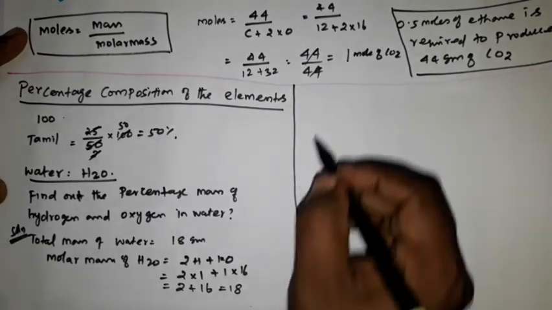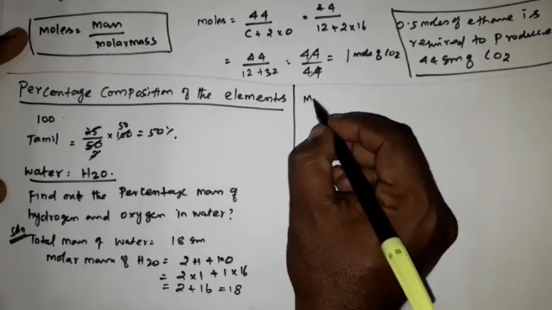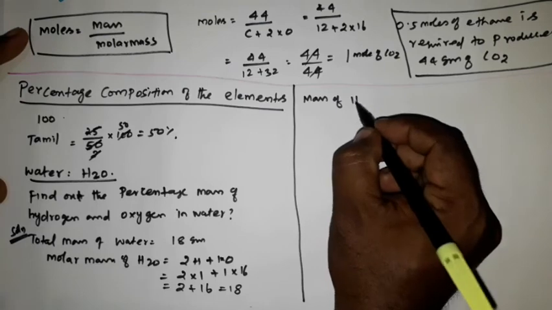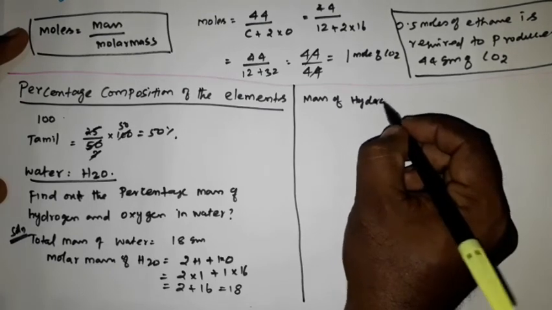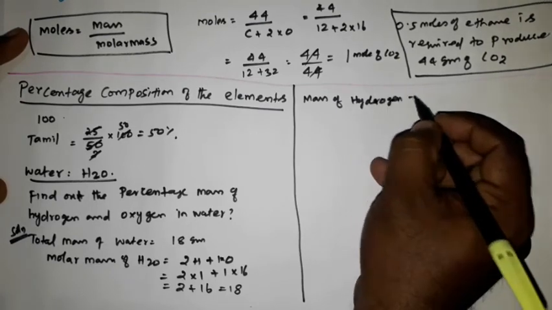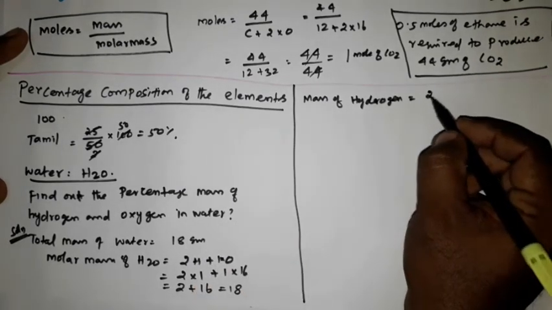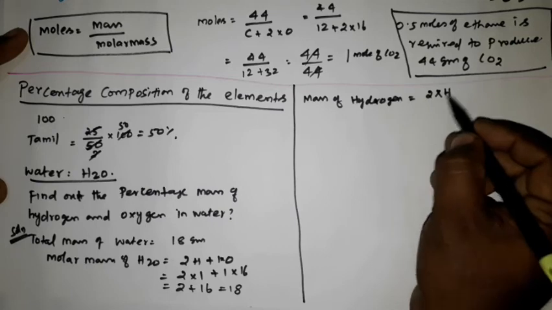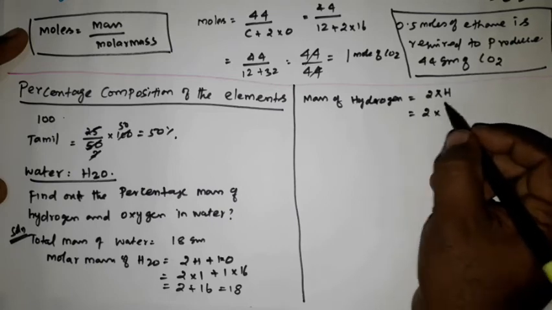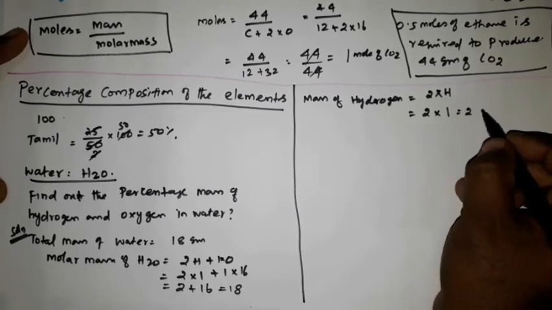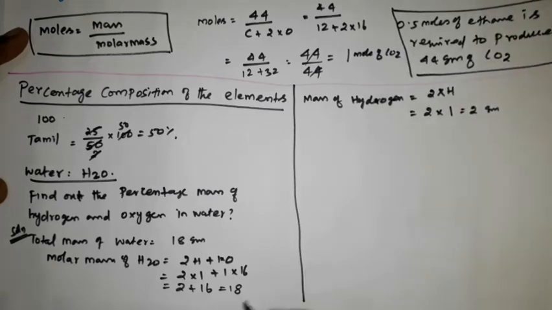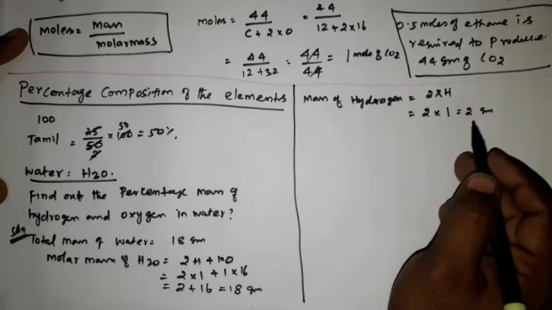Now, mass of hydrogen, how much? See, count how many hydrogen atoms are here. 2 hydrogen atoms. So 2 into the mass of hydrogen, which is 1. So mass of hydrogen is 2 gram. This is 18 gram and hydrogen is 2 gram.